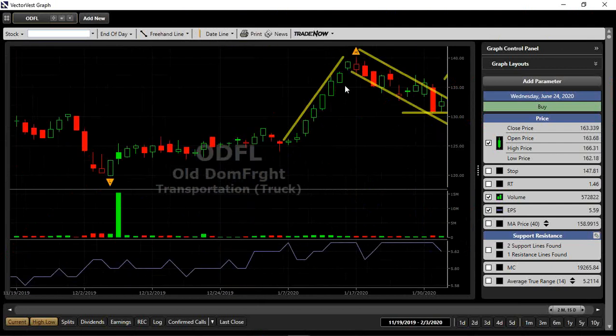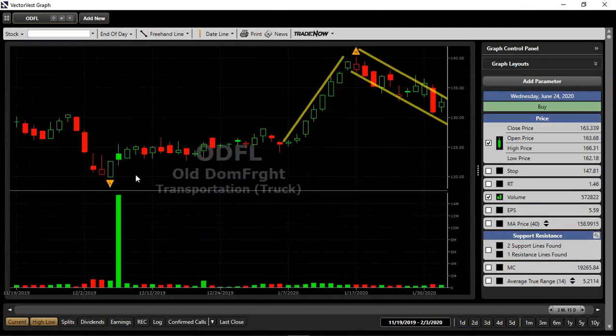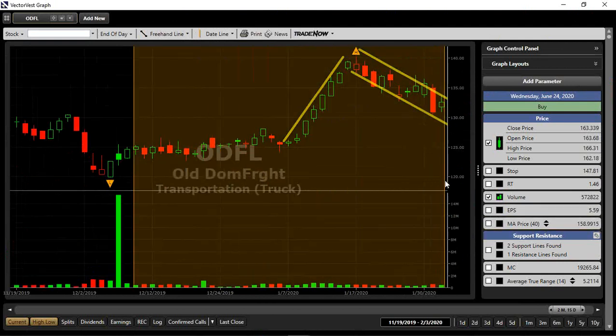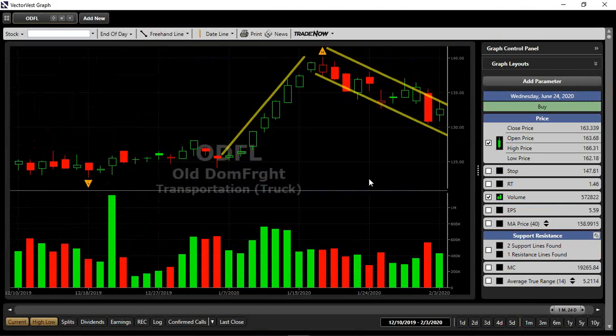I'm just going to zoom in here. Let me just take this line off. Let me take this line off. Let me take earnings off for a second. Let's talk a little bit about what a bull flag is, how to recognize a bull flag.